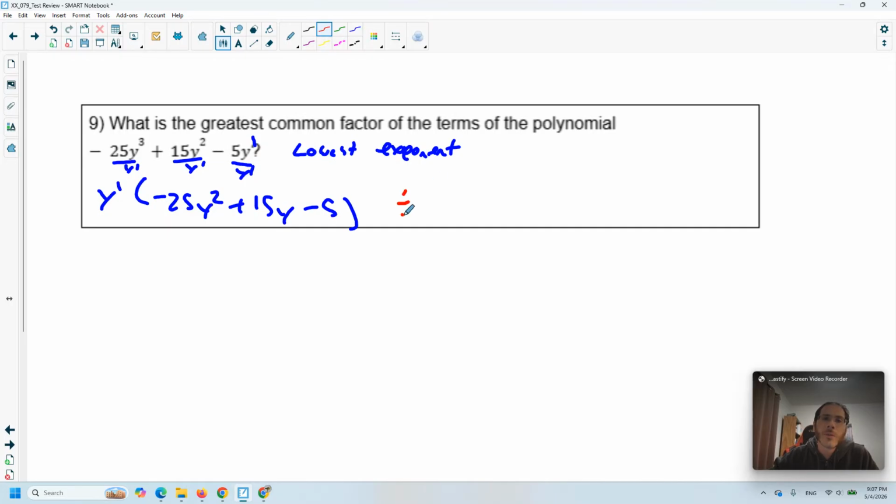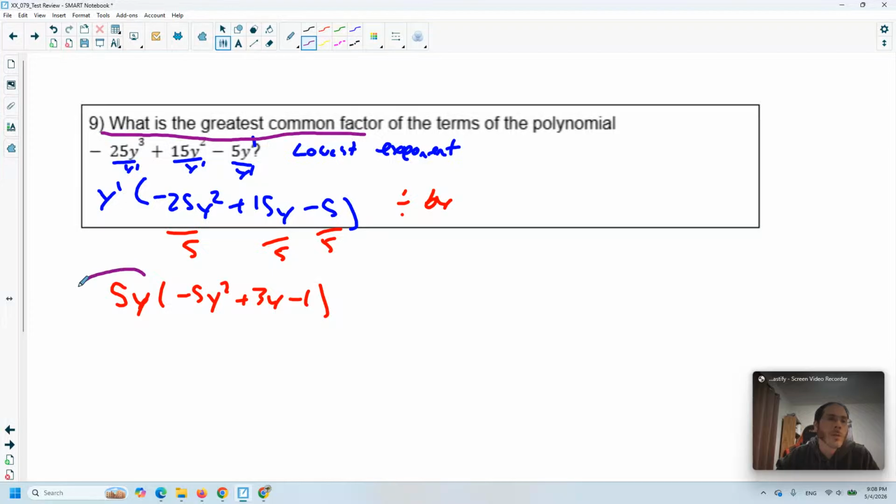Next thing, we have to decide what we can divide by. And it looks like we can divide them all by 5, just because there's a 5 here. And we can divide them all by 5, so that's the biggest number we can divide everything by. If you want to pick negative 5, that would also be okay. Some people like to make this first term positive. So minus 5y squared plus 3y minus 1. And then we're done. So the only thing we have to do is answer. It says, what is the greatest common factor? So the greatest common factor is this piece out here. So that's all you'd have to answer.